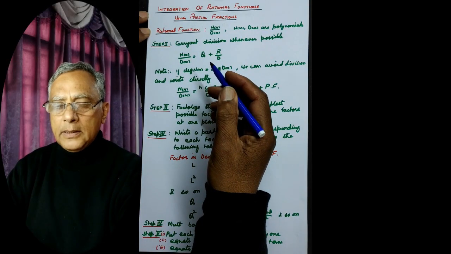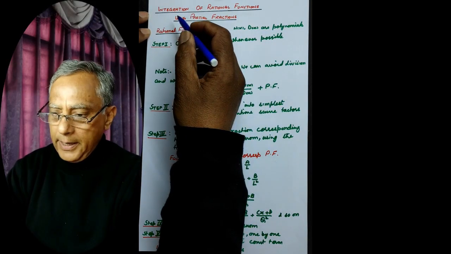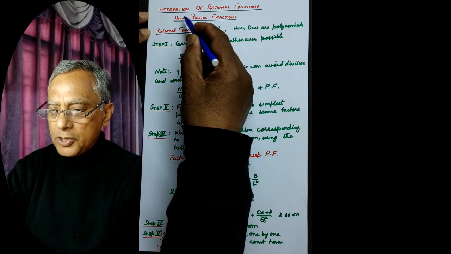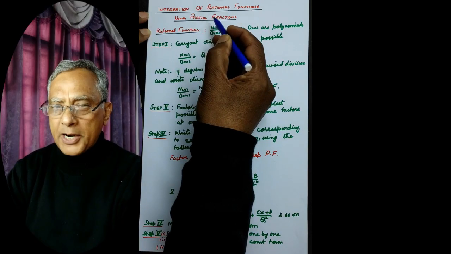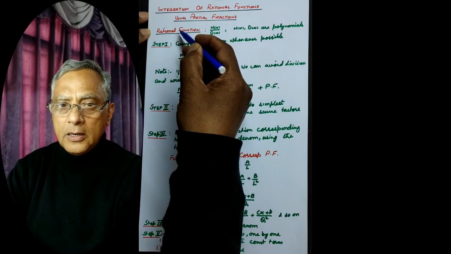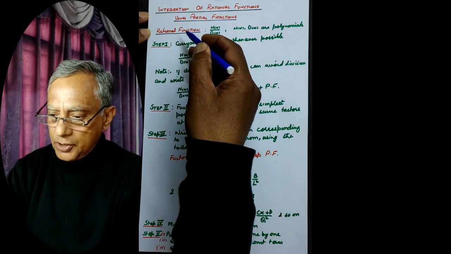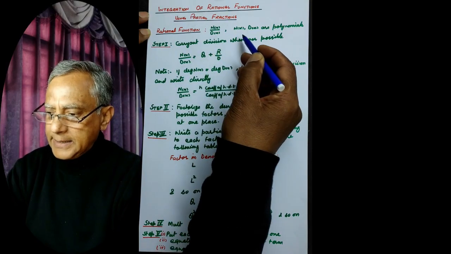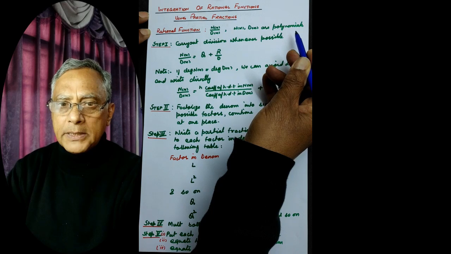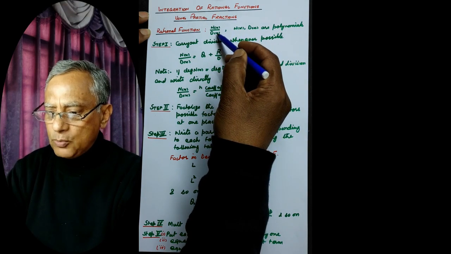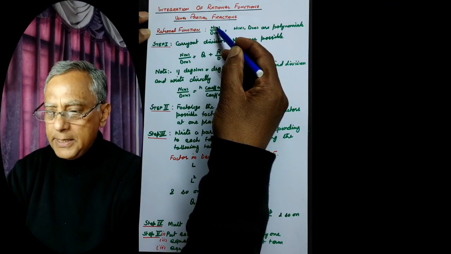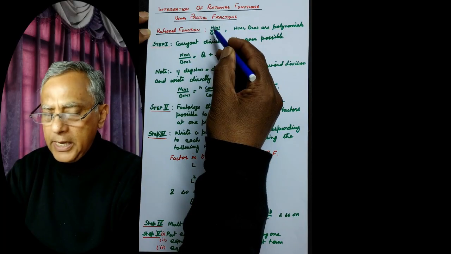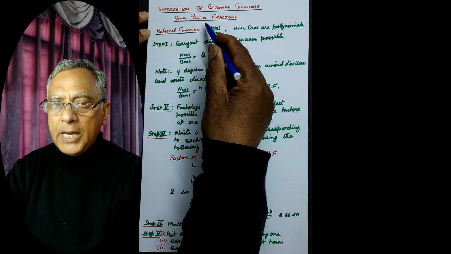The next topic I am going to take up is integration of rational functions using partial fractions. Now first of all, what is a rational function? A rational function is a function of the form N(x) over D(x), where N(x) and D(x) are both polynomials. And to integrate such functions, we generally reduce this function into partial fractions.